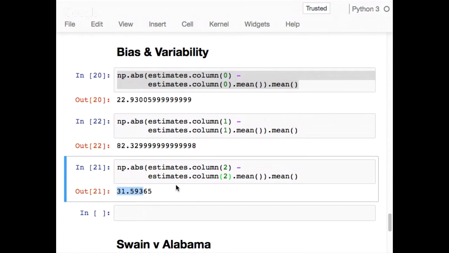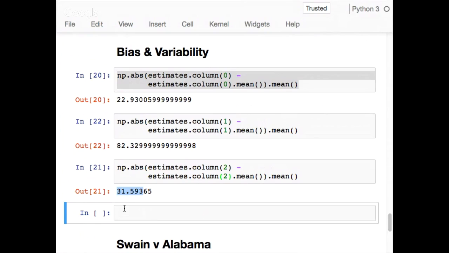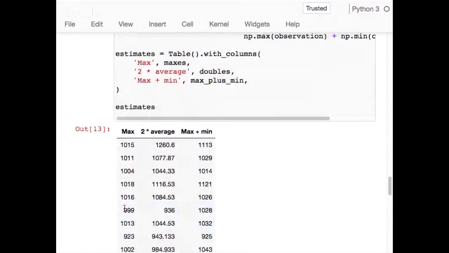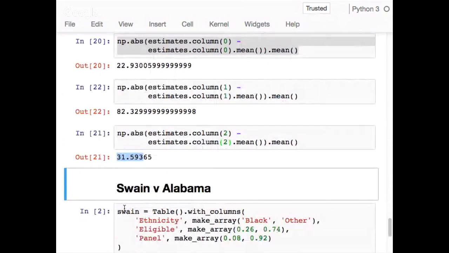OK, yeah, Elliot? So just a question about your max plus min estimator. Are you adding the minimum value or the difference between the minimum and maximum value? I'm adding the minimum value. So if I have 25, 50, 75 as my planes, I'm taking the min, which is 25, taking the max, which is 75, adding them together to get 100.